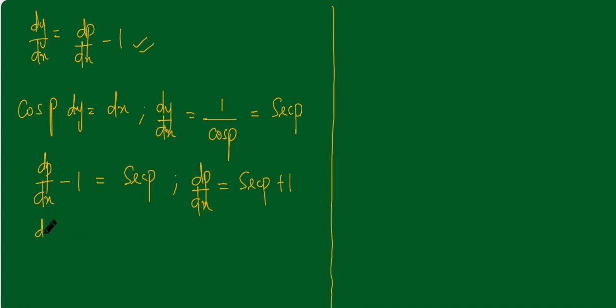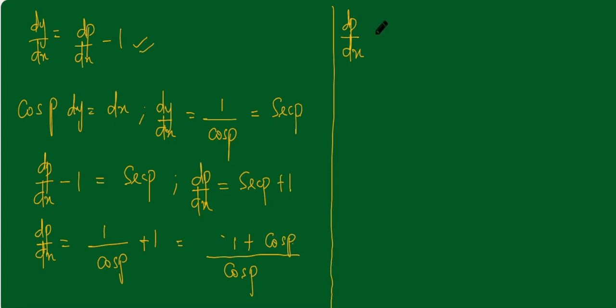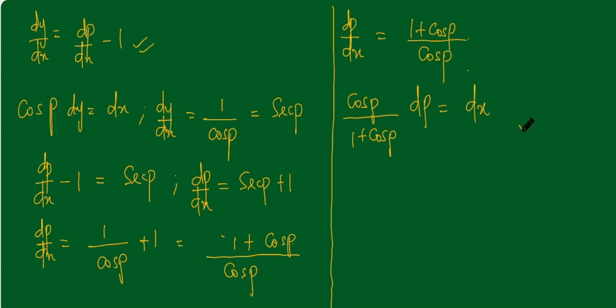Now we can simplify this to give dp dx is equal to 1 divided by cos p plus 1. And on taking the LCM, we have cos p bracket 1 plus cos p. So our dp dx is now equal to 1 plus cos p divided by cos p. Now this looks like an equation that we can solve using the separation of variables method. So bringing all the functions in p to the left side and the functions in x to the right side, by cross multiplication, we have cos p divided by 1 plus cos p dp is equal to dx. So we've satisfied the working rule 1. What we have to do now is the working rule 2, which is to integrate both sides.